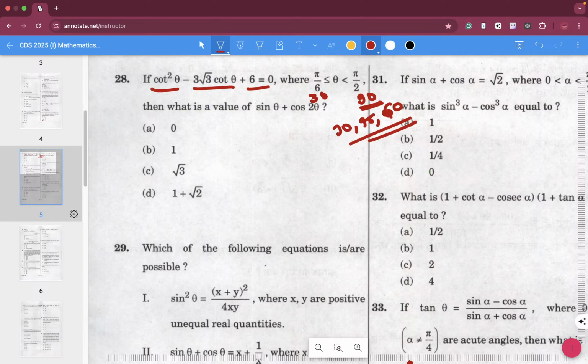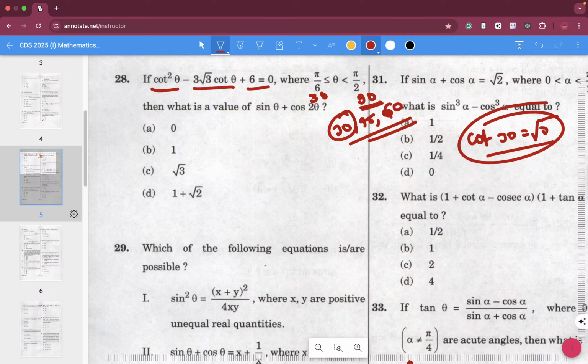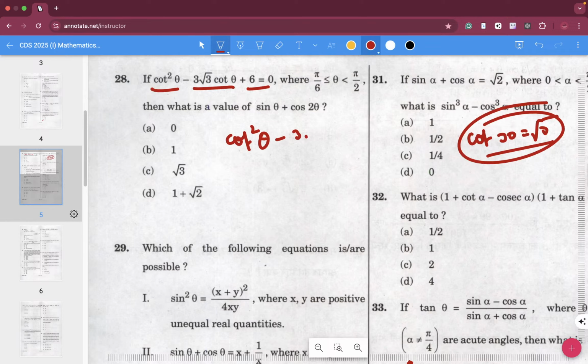If you look closely, cot 30 value is root 3, isn't it? Okay, if you put the cot 30 value over here in this expression, cot 30 is equal to root 3. Over here you have cot square theta minus 3 root 3 cot theta plus 6 is equal to 0, right?